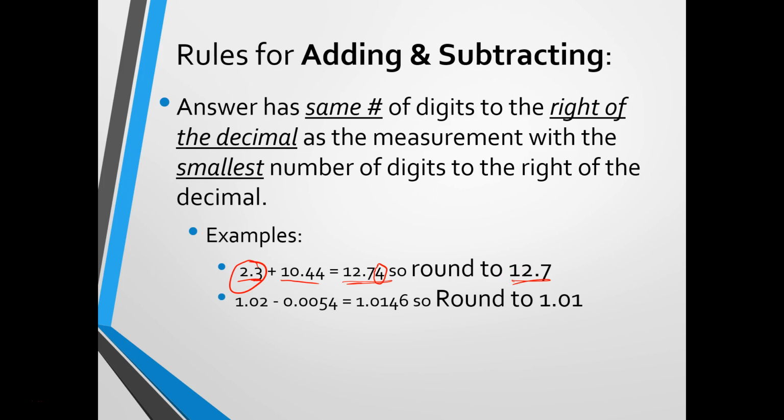Another example is, let's say we have 1.02 minus 0.0054. If we just do that math, we get 1.0146. But now we have to round for significant figures, and the smallest number of decimal places in this case is going to be 2, which means we're going to want to round our number to 2 decimal places. That means we're going to go out to our third, circle our third, and look at that number. We're going to use our rules for rounding. Because it's less than 5, we're just going to eliminate everything behind it, and our final answer becomes 1.01.